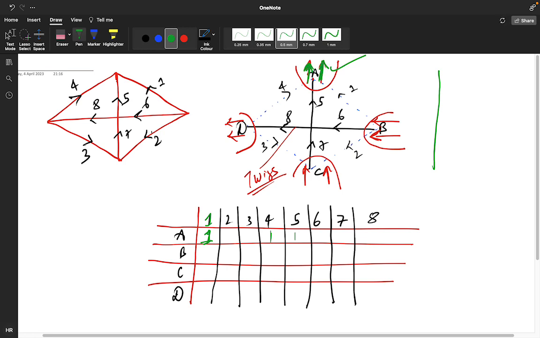So what is the meaning? It's following my cut set directions. 1 is following my cut set directions. That's why it is entering. 4 is following my cut set direction. 5th is following my cut set direction. That's why it is 1. Now B: 1 is following my cut set directions. If I go like this, it is following my cut set directions.